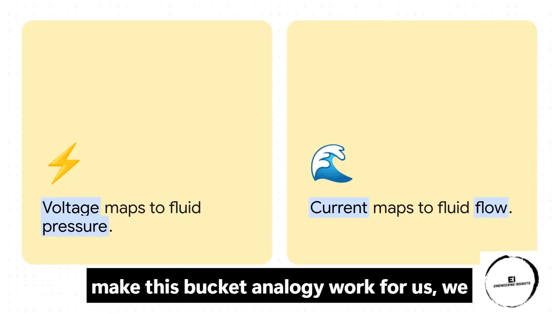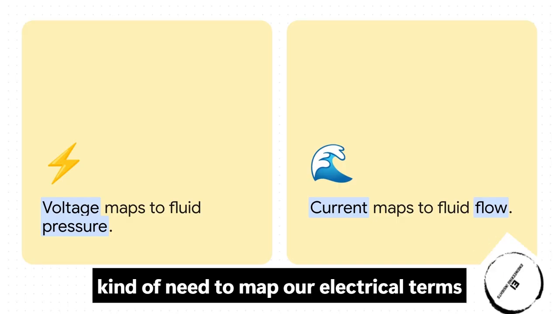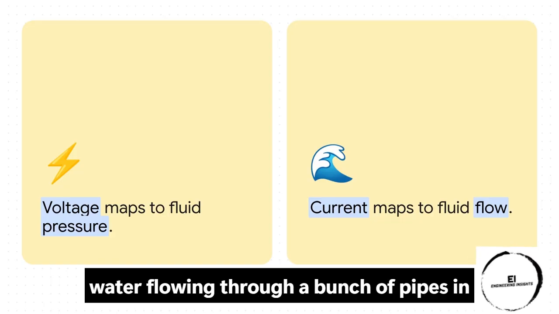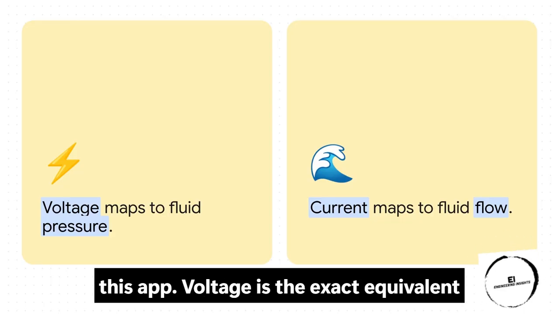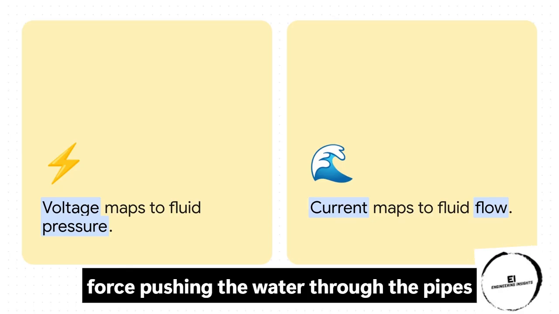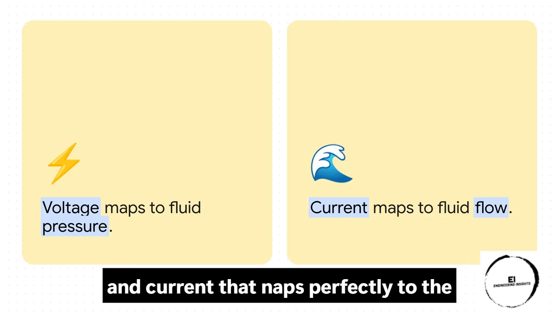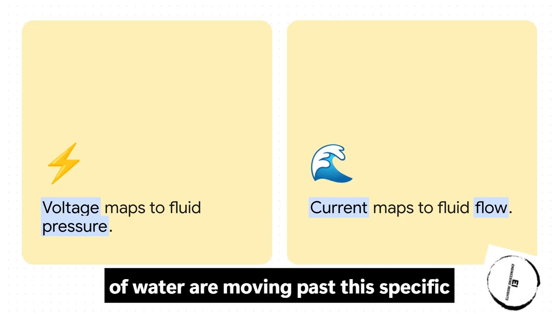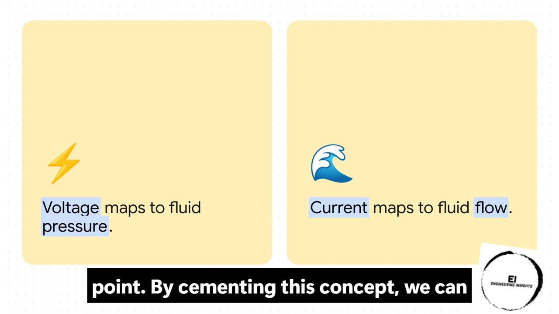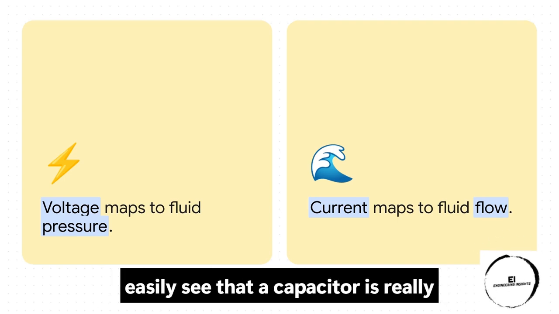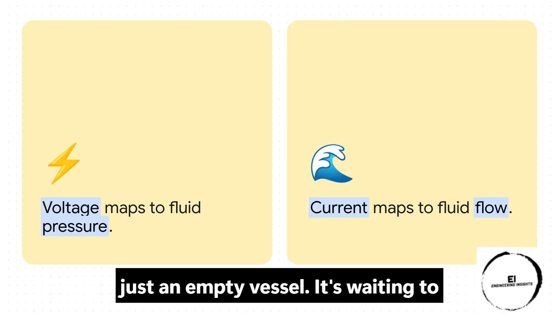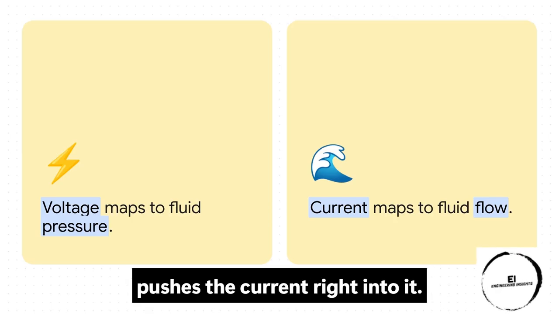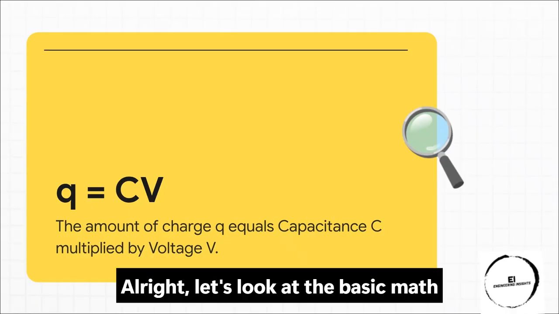To really make this bucket analogy work for us, we kind of need to map our electrical terms over to a fluid system. Just imagine water flowing through a bunch of pipes. In this setup, voltage is the exact equivalent of pressure, right? It's the physical force pushing the water through the pipes. And current, that maps perfectly to the volumetric flow rate. It's basically asking, hey, how many gallons per second of water are moving past this specific point? By cementing this concept, we can easily see that a capacitor is really just an empty vessel. It's waiting to store a volume of electrical charge, filling up as that voltage pressure pushes the current right into it.